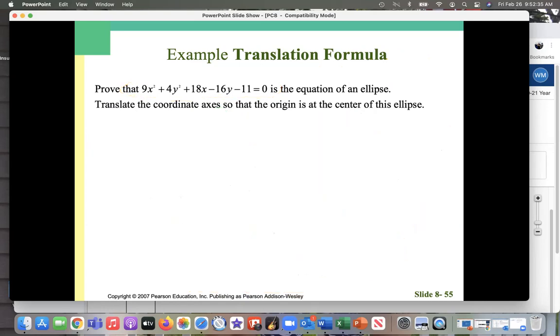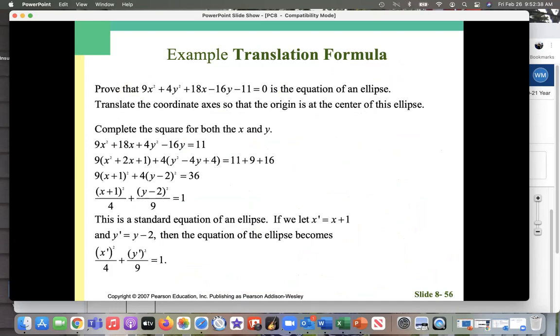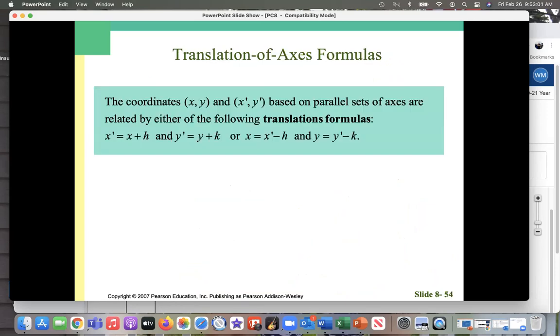And I'm going to get rid of all my work. You're going to see on the next slide, that's all the work they did. We did all the same work together, right? It's the same thing. They didn't switch it around, but you see the standard equation of an ellipse: if we let x prime equal x plus 1 and y prime equal y minus 2, then the equation becomes, that's what we had in red, right? That piece down there. We're not going to get too terribly far in depth with that, but I want you to know what it looks like and what it means, okay?